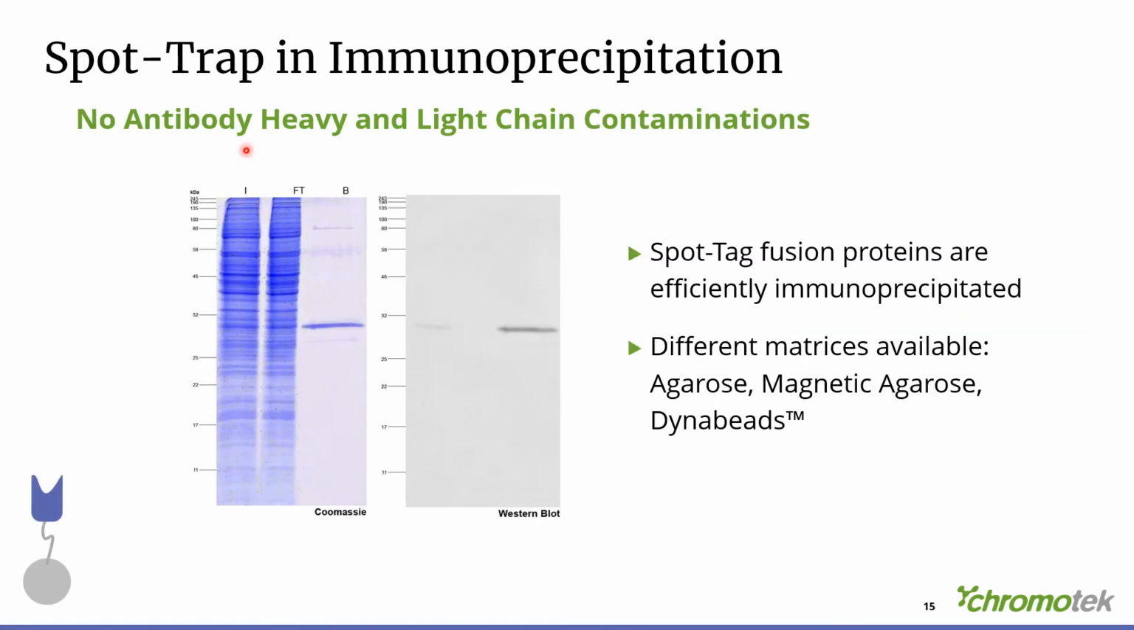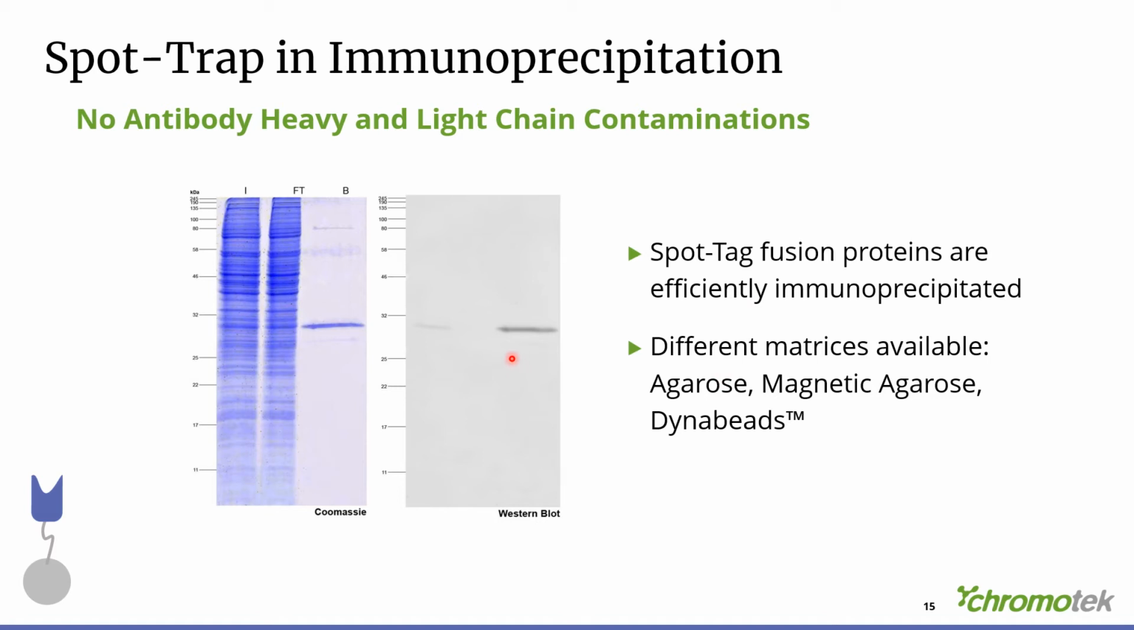How does it look? First, here on that SDS gel, you can see the input lanes, the flow-through lanes, and the bound lane, and then confirmed by Western blot. So you can see the band of Spot here in the input as well as in the bound fraction. There is nothing left in the flow-through, and you observe a very selective binding of Spot, a very nice pull-down of Spot.